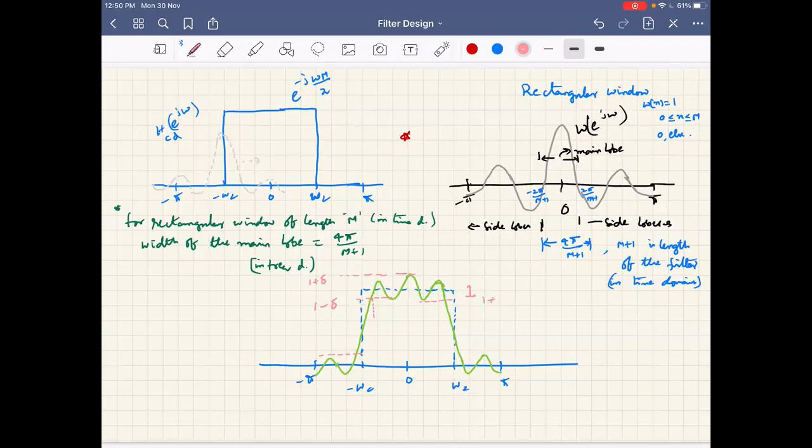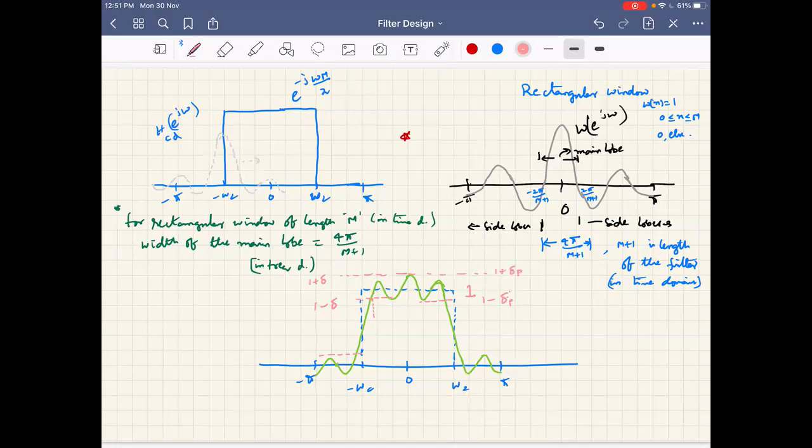Or this 1 plus or minus delta here, of pass band. That is pass band attenuation. How much attenuation shall we allow for the pass band? That is one thing. And then the second thing is how much attenuation can we allow in the stop band.